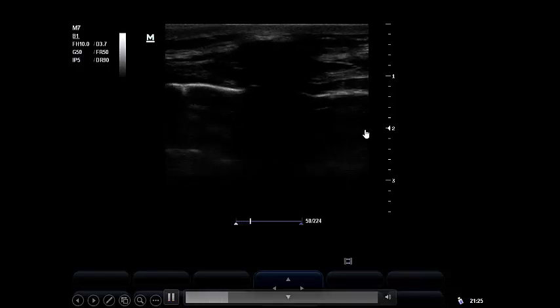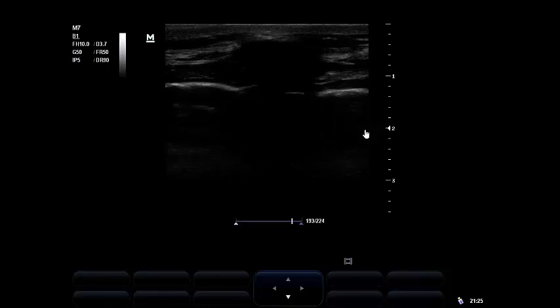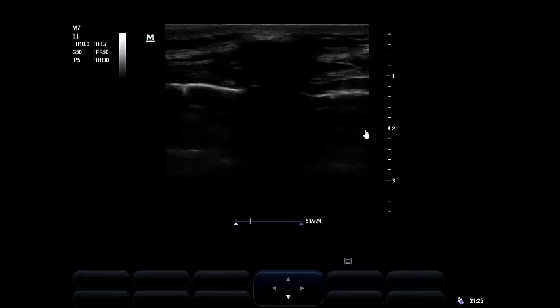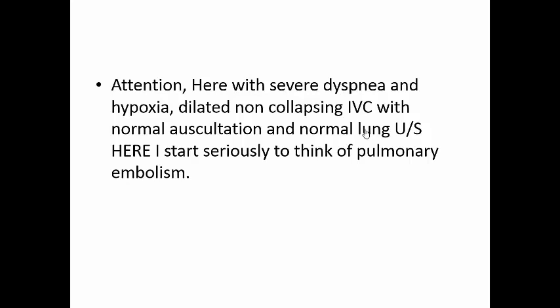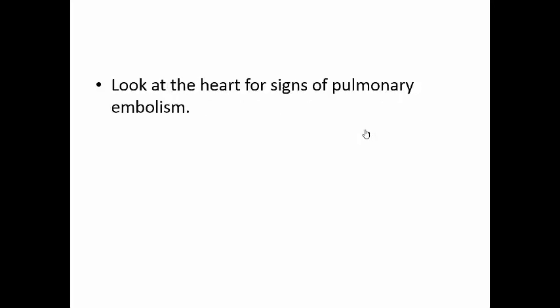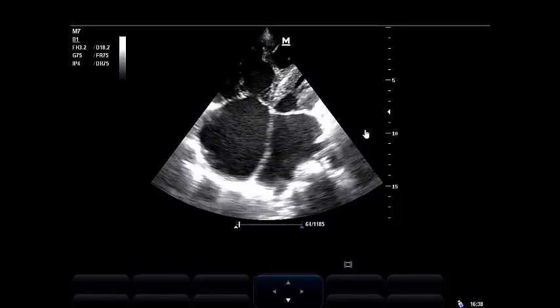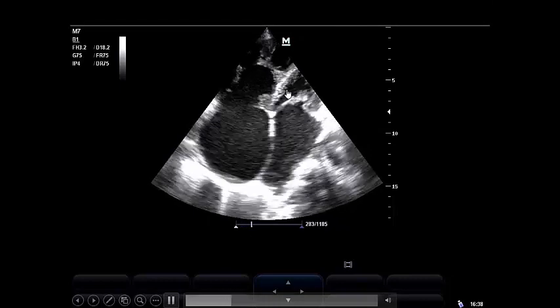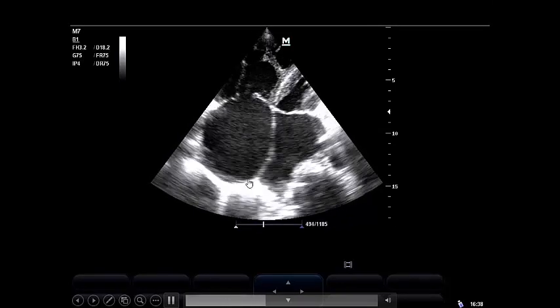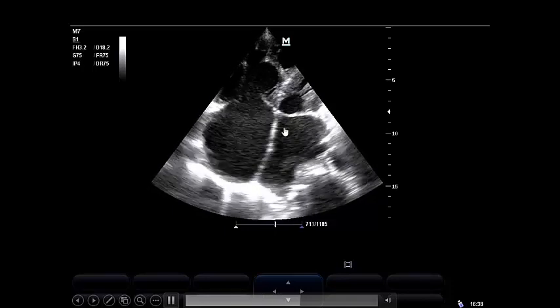In this situation, please, it is a real danger here. Attention: with severe dyspnea and hypoxia, dilated non-collapsing inferior vena cava with normal auscultation and normal lung ultrasound, here I start seriously to think of pulmonary embolism. And I need to look for signs of pulmonary embolism in the heart, which is, as you see here, ballooning of the right side, shifting of the interatrial and interventricular septum to the left side, compressing the left side.